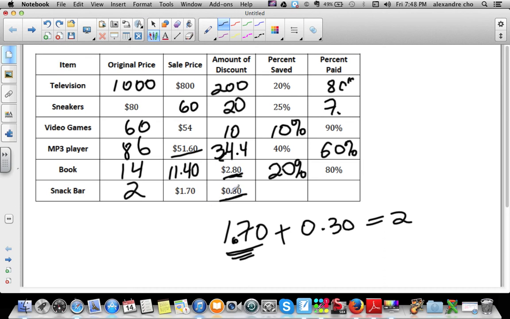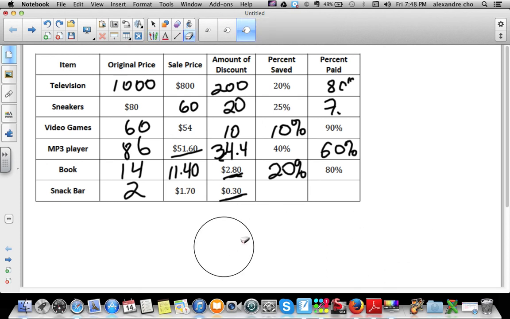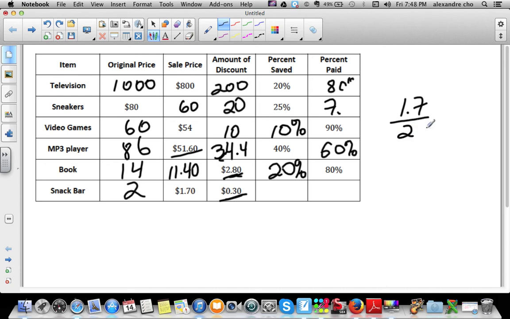So, and what was the percent here? How did we figure this out? What you can do is this, you're paying $1.70 out of 2. Okay, and in order to find the discount here, you're going to divide, because you're going to change this to a decimal and then multiply, and then change it to a percent. So it's 1.7 divided by 2.